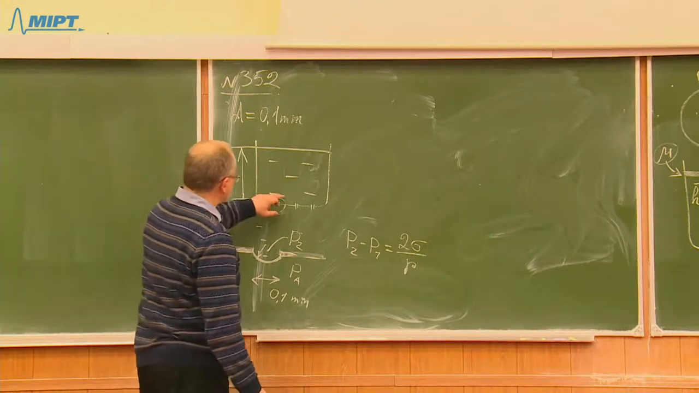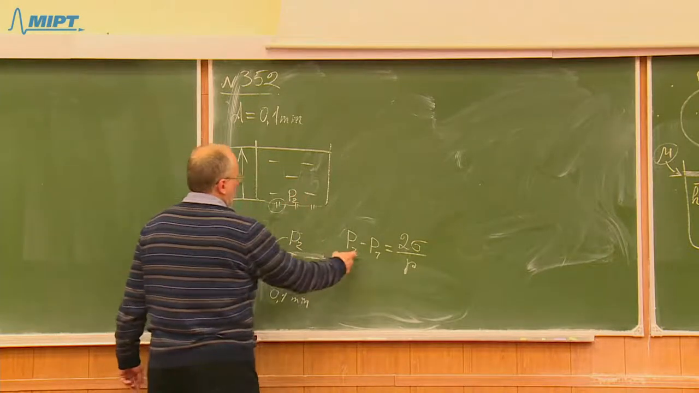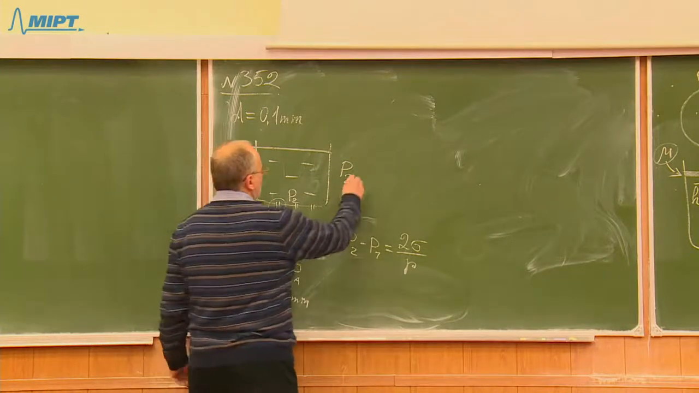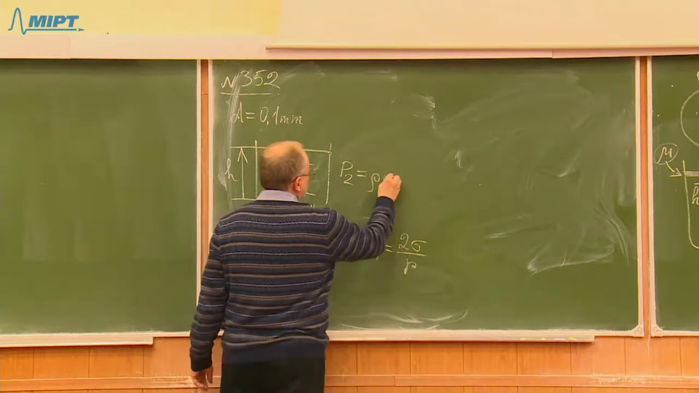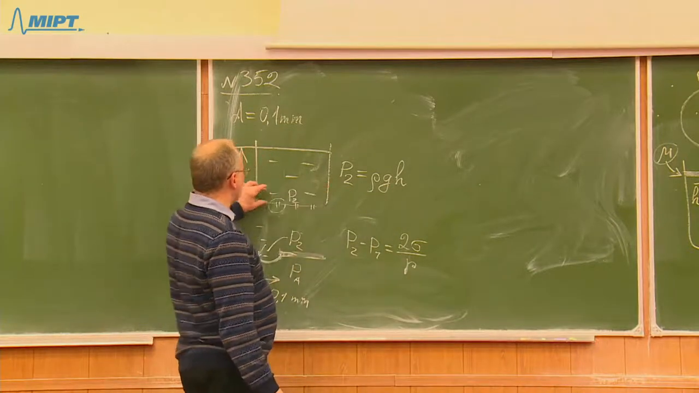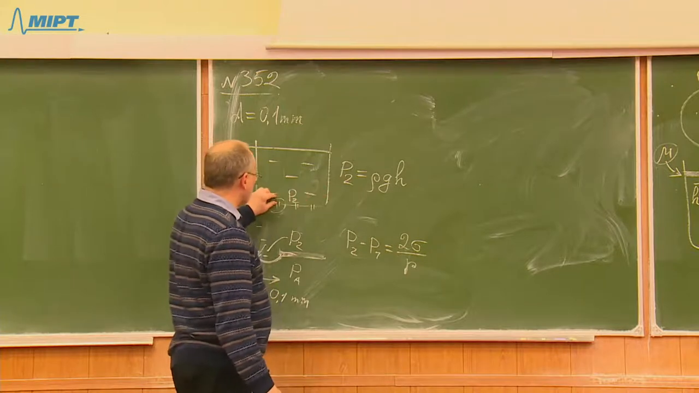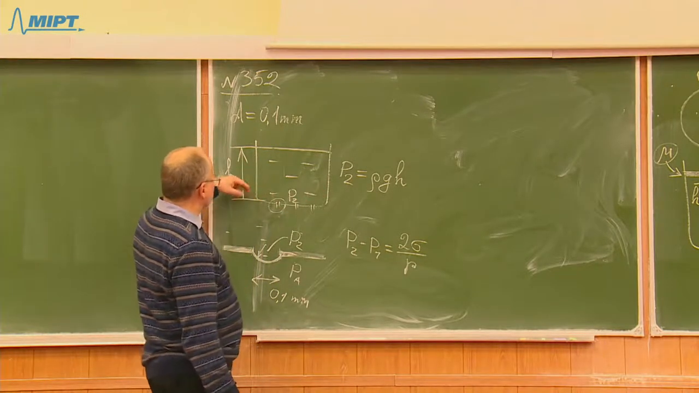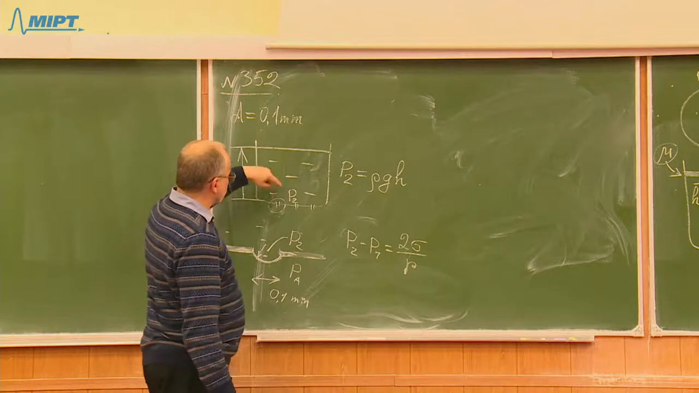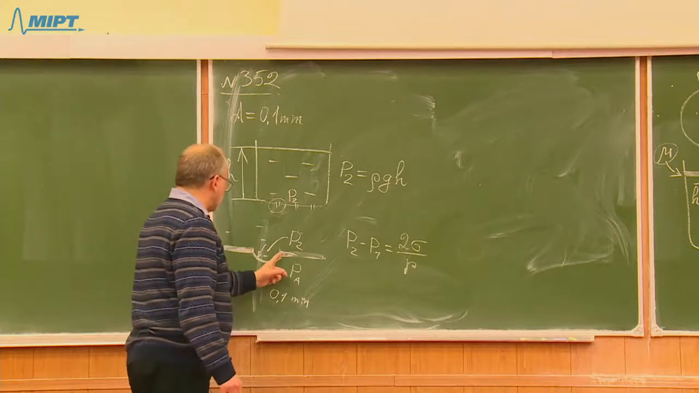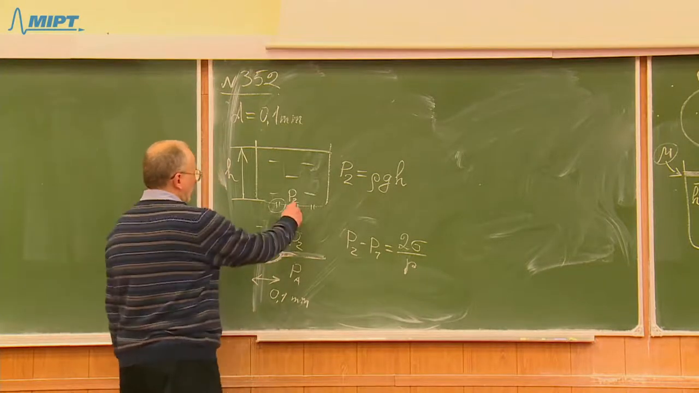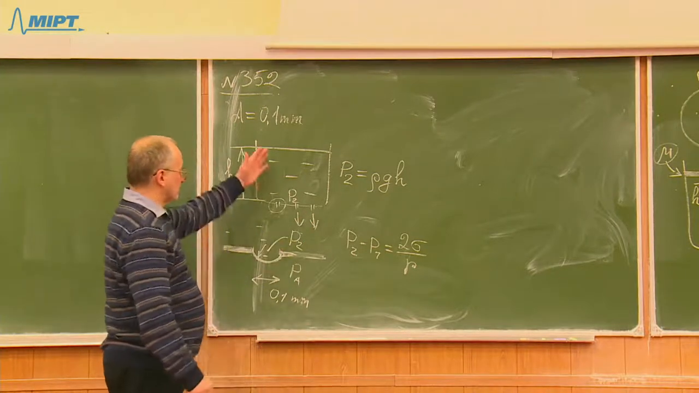So the pressure P2 here at the bottom will depend on the depth of water, on the height of this water column, and it will be given as the density of water, acceleration of free fall, h. And when h is small, when we have a small amount of water, then the pressure here will be small and the water will not flow out. But if we pour more and more water here, the height of the water will increase and the pressure will increase, and sooner or later the forces of surface tension will not be enough to keep the water here, and the water will start flowing out from these holes in the bottom.